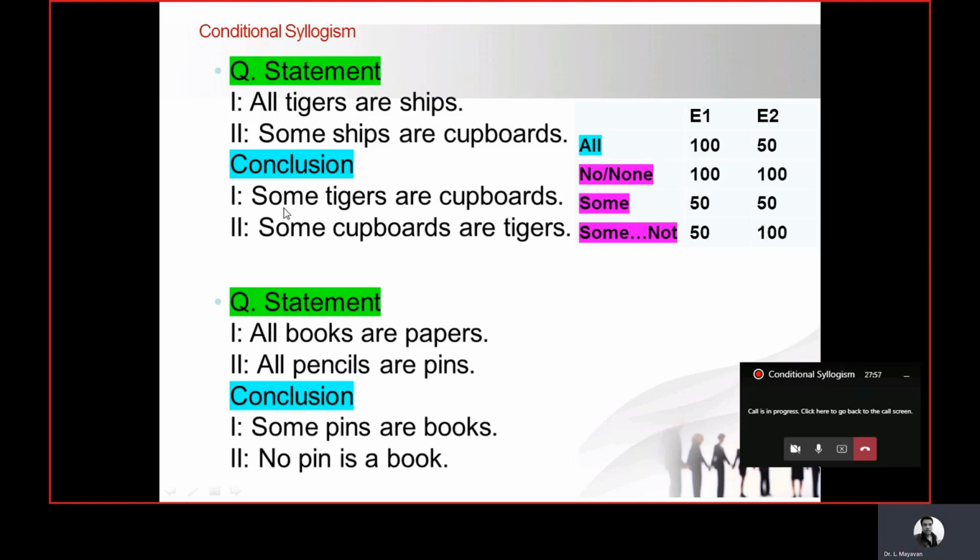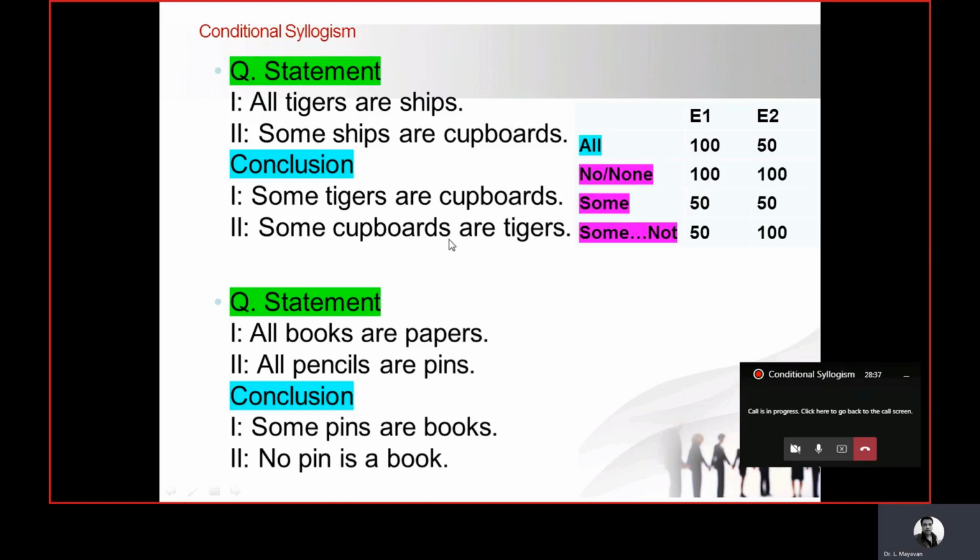So some tigers, some value is 50-50. And where do you find tigers in the statement? All. It is 100. Tigers in the statement it is 100. But in the conclusion it is only 50. So it is lesser only. Expense is lesser than the income. So it is valid. And how about cupboards? Cupboards, some is 50. There also some is 50, equal. So it can be valid.